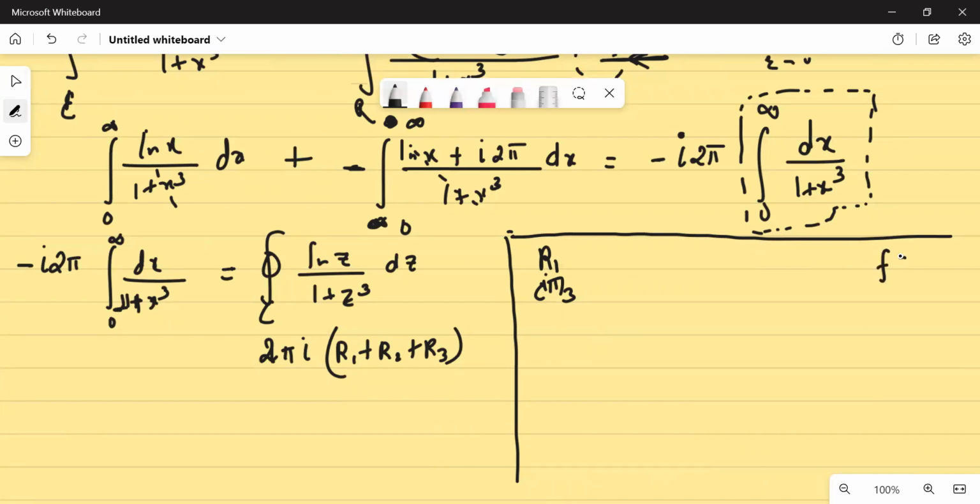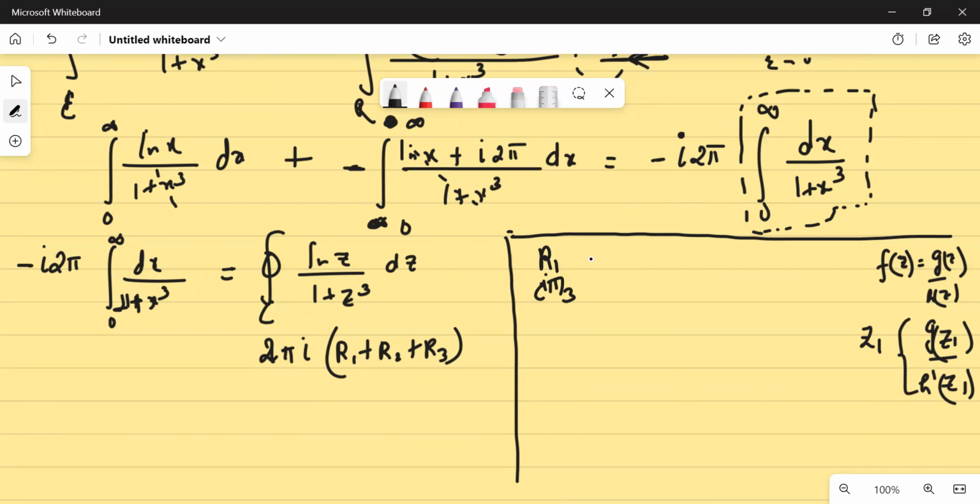So what can be done, while I'm evaluating the residue, I can simply use the formula that when you have a function f(z) represented as g(z) upon h(z), and let's say you have a simple pole at z1, you can simply do the residue in this fashion, that is g(z1) upon h dash z1, provided h(z1) is equal to 0 and h dash z1 is not equal to 0. This particular formula we've already proven back in our previous classes.